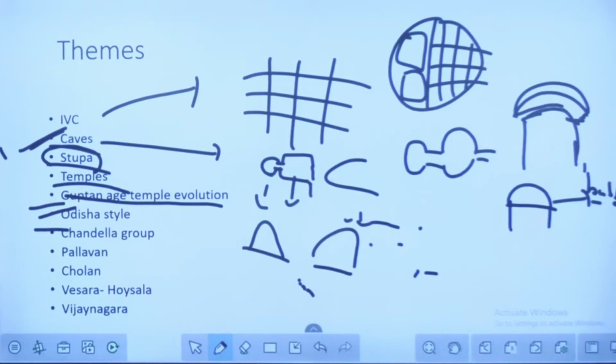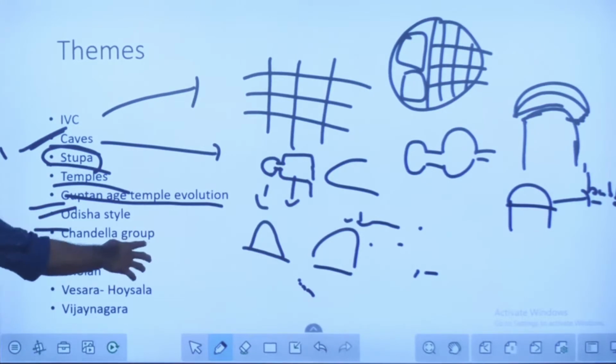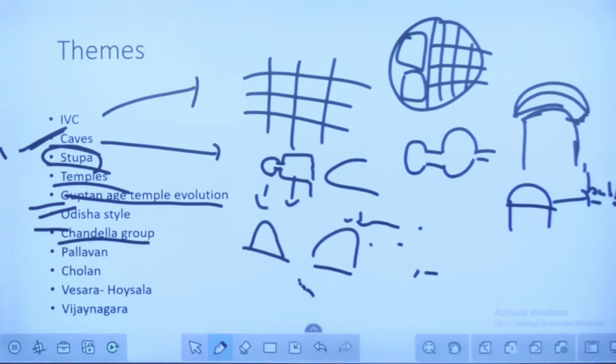Most of it is very simple. You will be able to easily cover it. Rather than focusing on any other material, you focus on this material. It is good. So when it comes to the Chandela group, it can also possibly be a question. So Chandela group also you focus upon. It was a previous year question already.